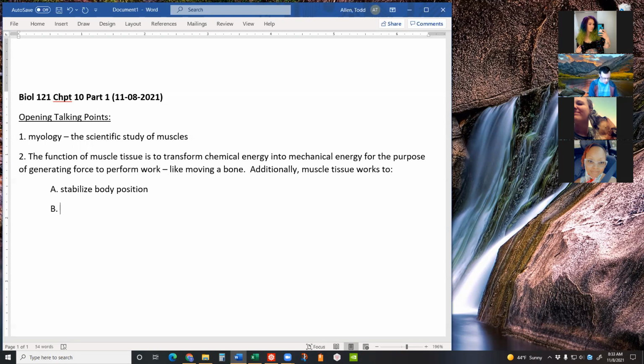They will regulate organ volume. Again, I use the urinary bladder as an example so that we do not pee ourselves. Okay. Additionally, generate heat, right? Muscle contraction is going to generate heat, and that heat is going to be used to maintain our body temperatures, thermogenesis. And finally, muscle contraction is also used to move food and drink through our GI tract, through our gastrointestinal tract.